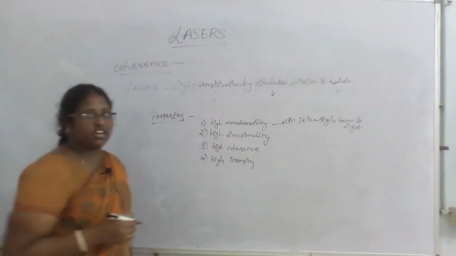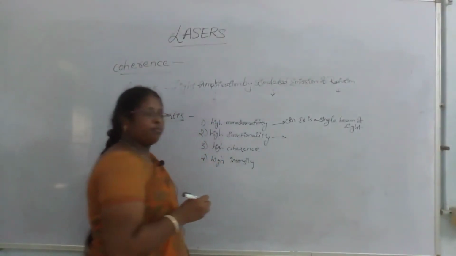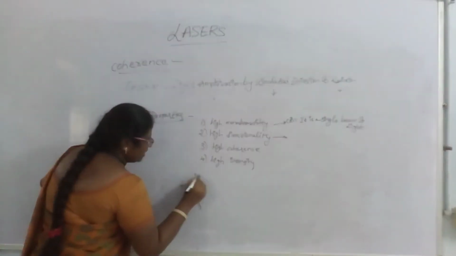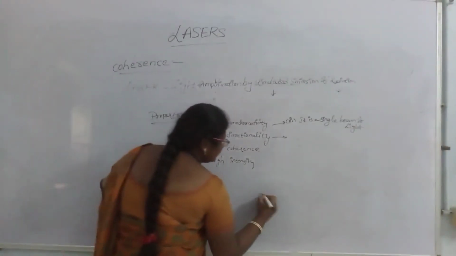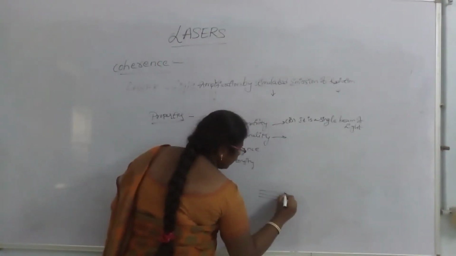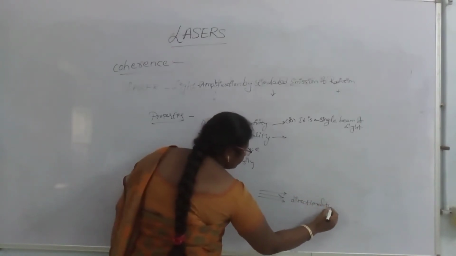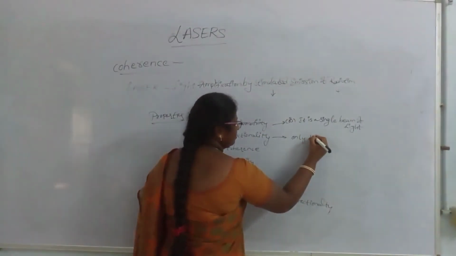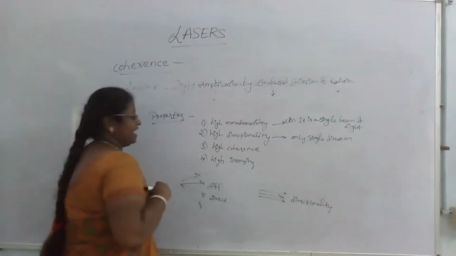Next one, high directionality. What is meant by directionality? Ordinary light is given in different directions. But the laser light is given in only one direction. Only a single direction will be emitted. This is called directionality.